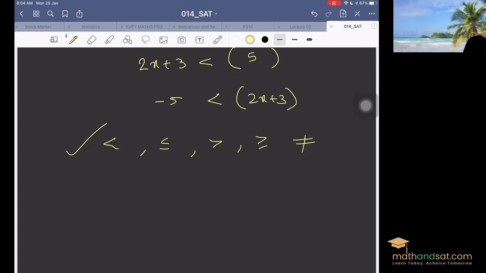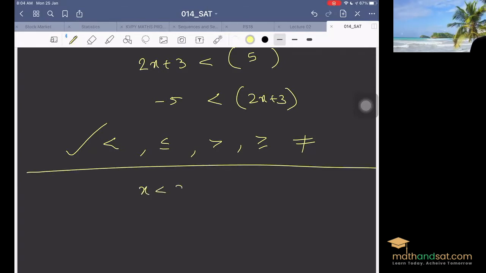For example, take the simple case of a linear inequality, x less than 3. So this is a linear inequality. What does this convey? Say, let's take x less than or equal to 3. This conveys the information that x is a number which is less than or equal to 3. It can be 3 and it can be any number smaller than 3. The solution of this inequality is any number which will make this condition true.